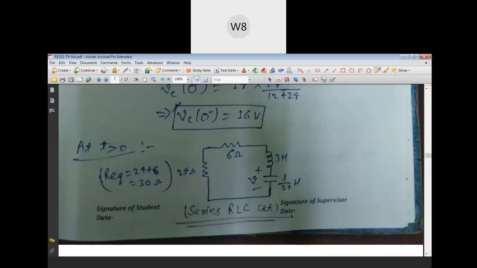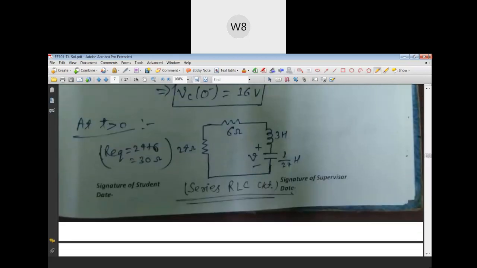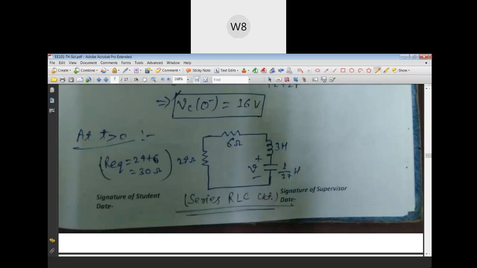So this circuit gets reduced to a simple series RLC circuit with no external source and with some initial condition. That means a certain amount of energy in the system. So to find out whether this decay of the energy or the voltage across the capacitor will be critically damped, overdamped, or underdamped, we need to find the quantities alpha and omega and then compare them to decide what is the case for this scenario.